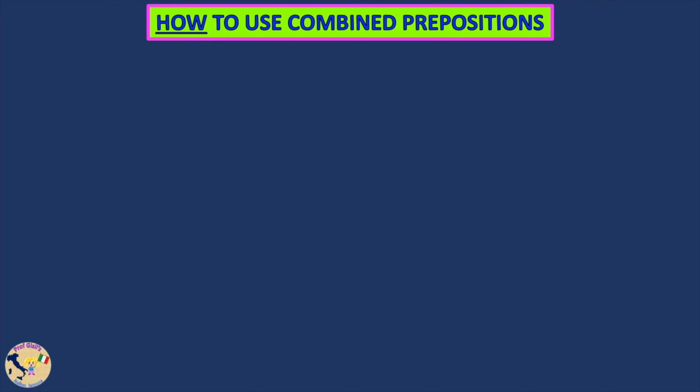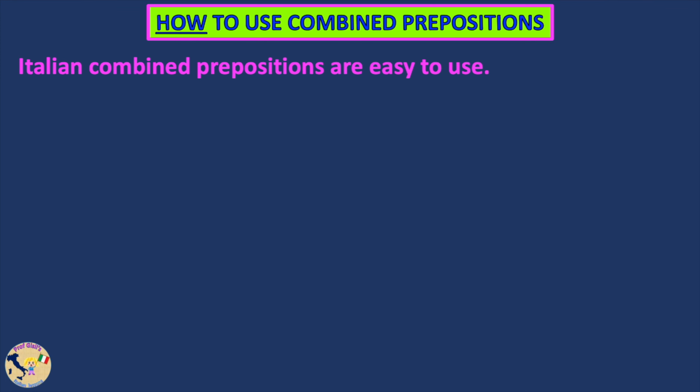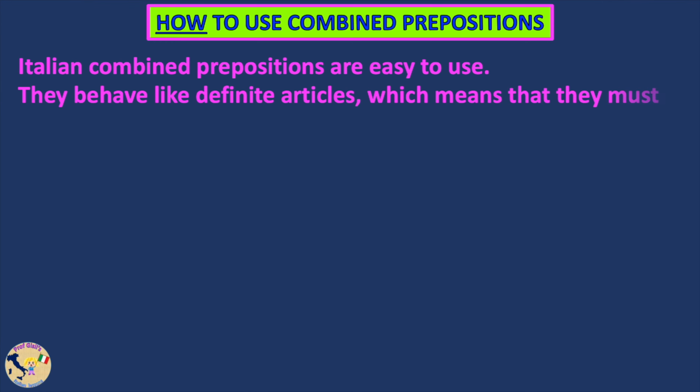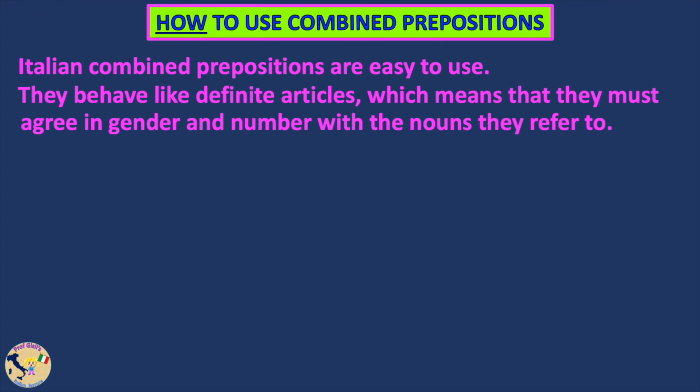Once you've learned the combined prepositions in the chart we've seen earlier, using them is pretty straightforward. Italian combined prepositions behave exactly like definite articles. In other words, they must agree in gender and number with the nouns they refer to. Take, for example, the word supermercato. Because it is a singular masculine word starting with a consonant, the definite article preceding it must also be singular masculine and suitable to be used in front of words starting with a consonant. So the only possible candidate in this case is article il.